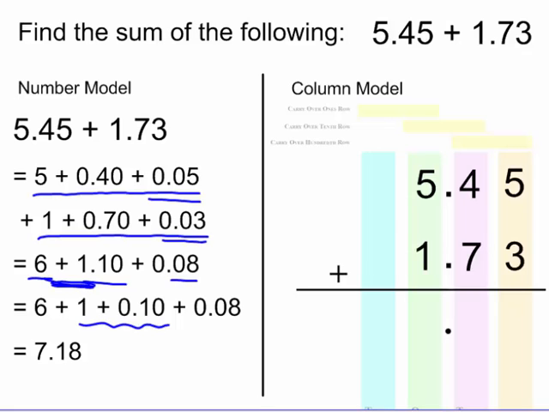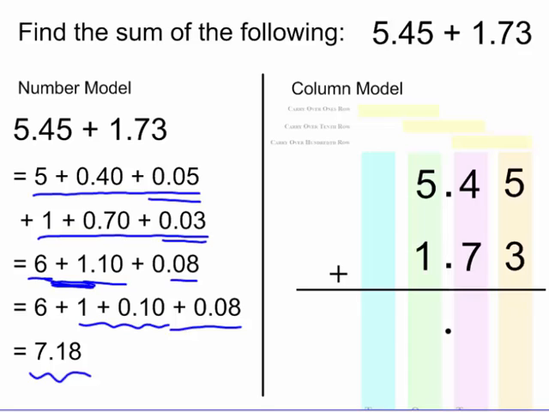I have 10 100ths, or 1 tenth, plus the 0.08, which is 8 100ths. However we want to say that or combine that, that ends up being 18 100ths. And so I get my final answer of 7 and 18 100ths, or 7.18, as some people say it.